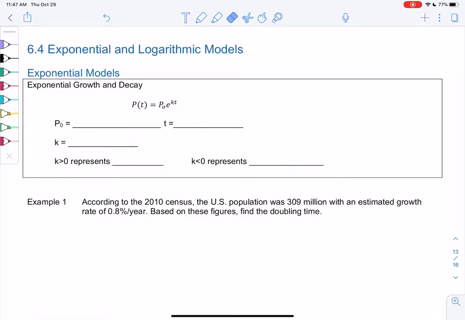Section 6.4, exponential and logarithmic models. So, exponential models. Exponential growth and decay is in the form of P of t equals P sub 0 e to the kt. So P sub 0 we call our initial amount. That'll be some sort of starting amount. T will be time. And k is called a growth rate per time.